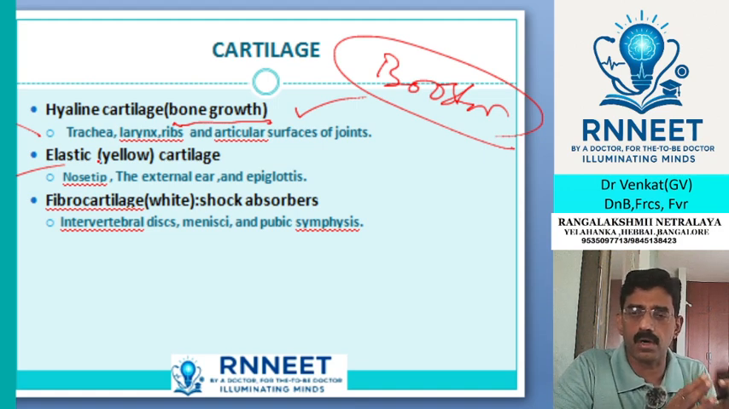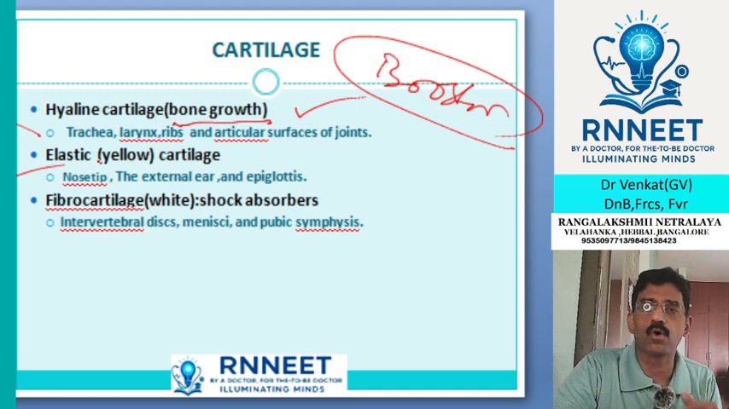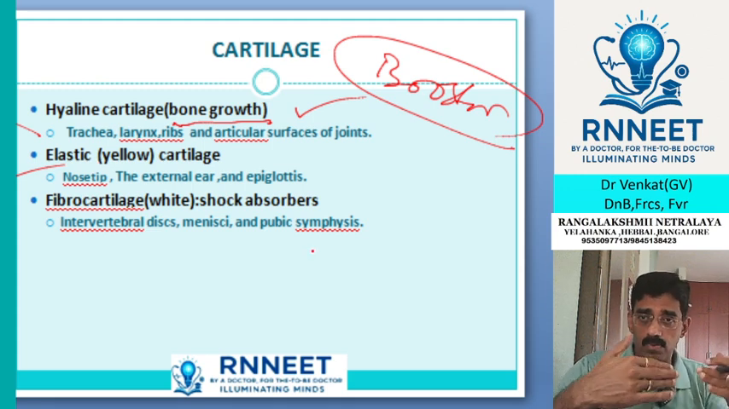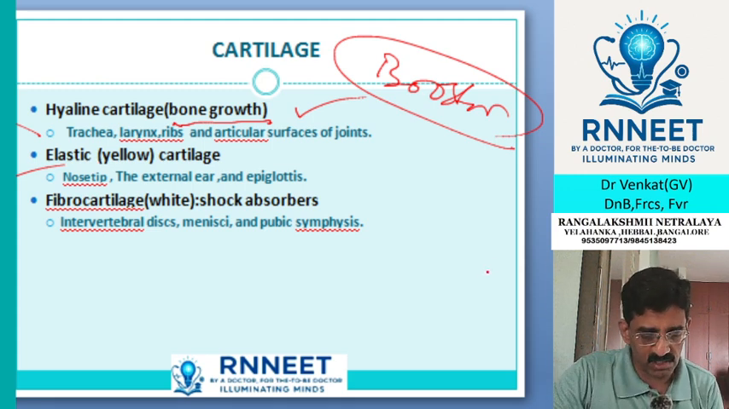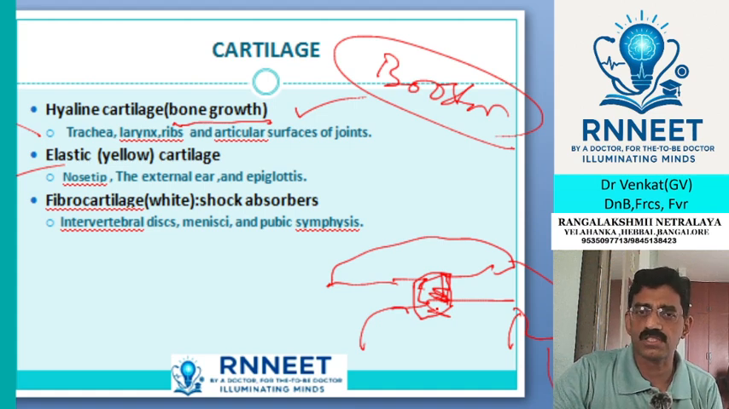They are good shock resistors. So you can call these fibrocartilage or shock absorbers. So intervertebral discs, your pubic symphysis, again the pubic bone. The center of the pubic bone is something like that, and you have the two parts of the pubic bone, and you have the femur attached there. So the center of this pubic bone is attached by a cartilage called the pubic symphysis.